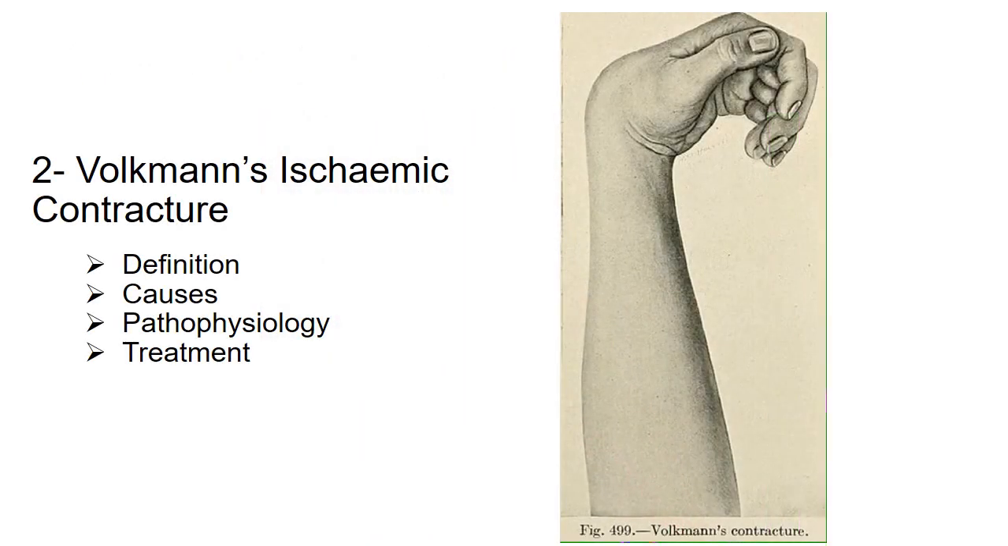The second important clinical related to the brachial artery is Volkmann's ischemic contracture. You need to know its definition, causes or conditions that lead to this contracture, its pathophysiology and treatment. Let's discuss Volkmann ischemic contracture in detail.